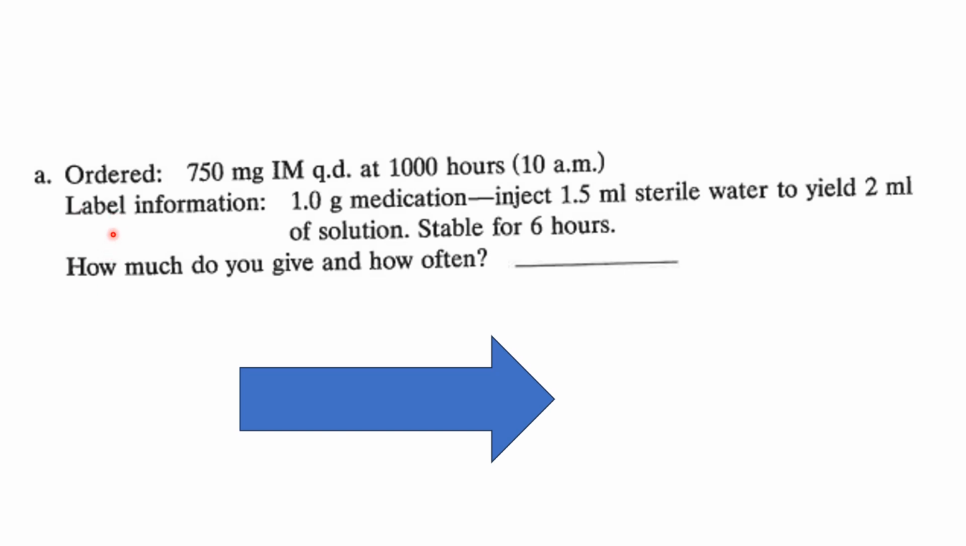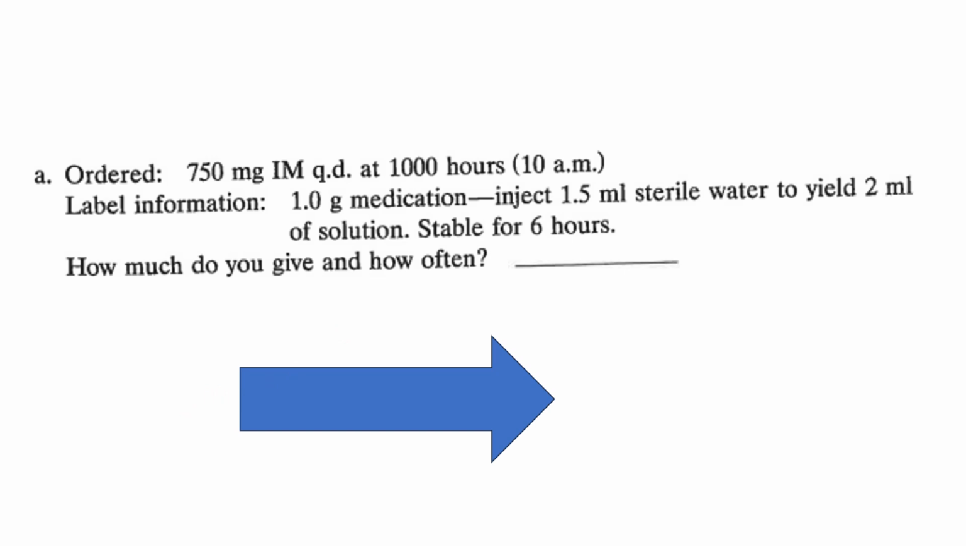Okay, so let's do some examples. Suppose you were ordered 750 milligrams to be given by a shot every day at 10 a.m. And the label information is 1 gram of medication, and it says inject 1.5 milliliters sterile water to yield 2 milliliters of solution. And they note that this will only be stable for 6 hours. Since you do this daily, you're going to discard the vial, but we'll get to that later. So how much should you give and how often? Please give this a try.